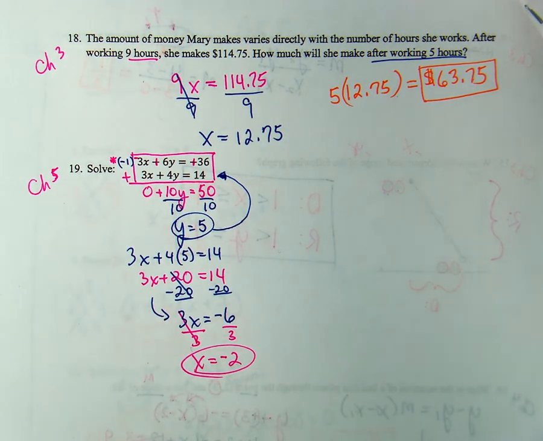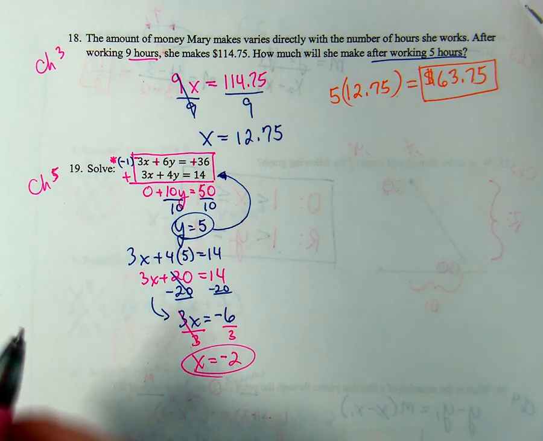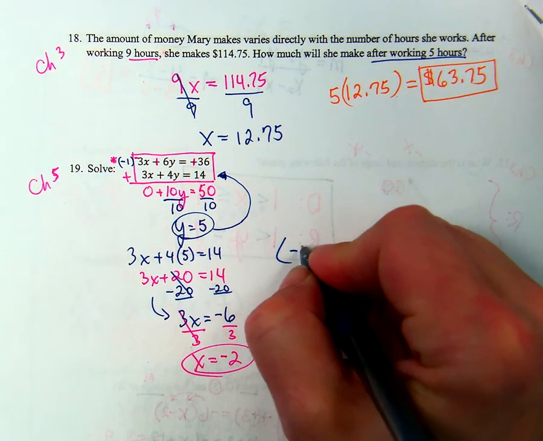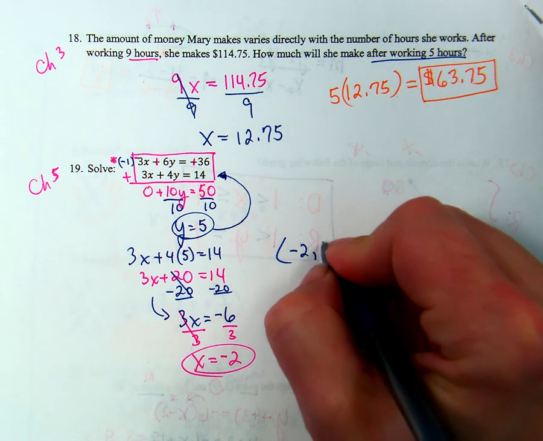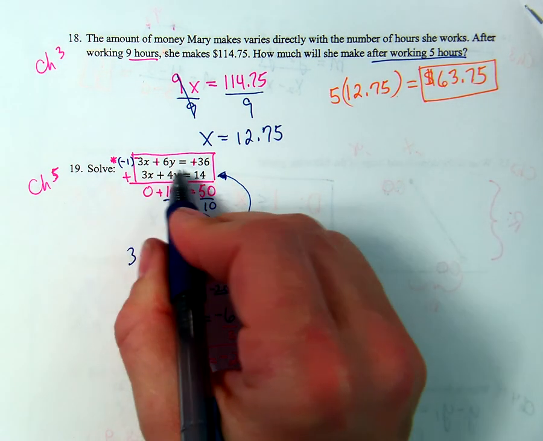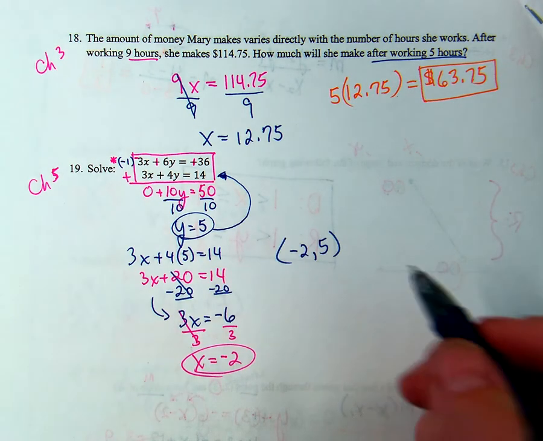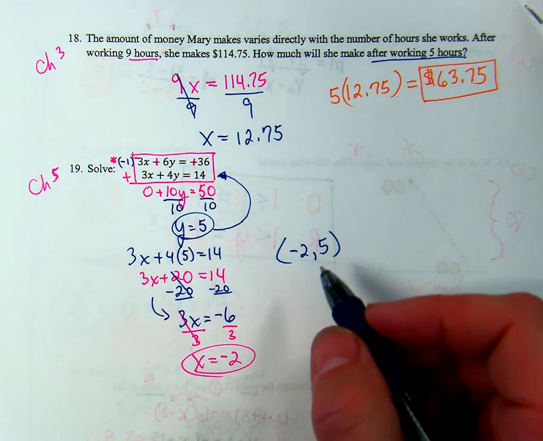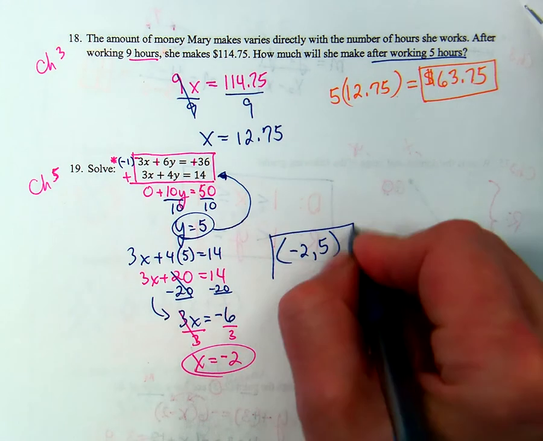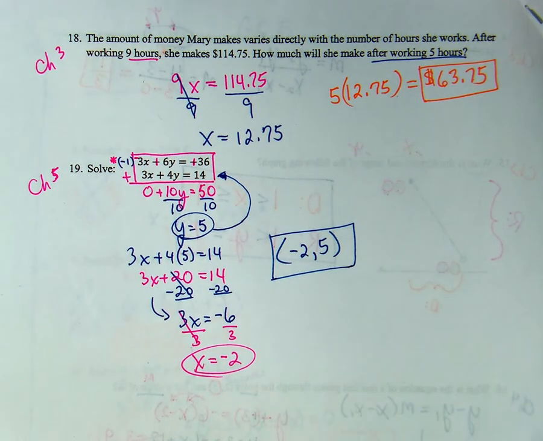So now I have the y value, I have the x value. If I wanted to get the ordered pair, I could say it's going to be negative 2 and 5, where these two linear equations, where the two lines on the graph would cross, would be a solution of negative 2 and 5. And that is the answer to number 19.